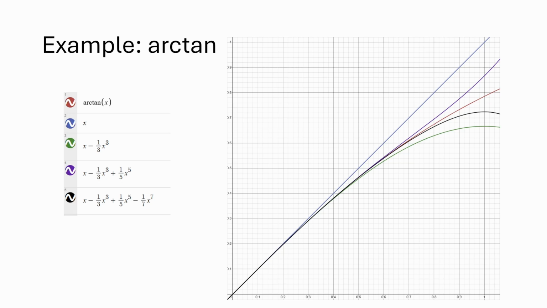So comparing the red function to first the linear approximation, I'm going to do this at x equals 0.8.